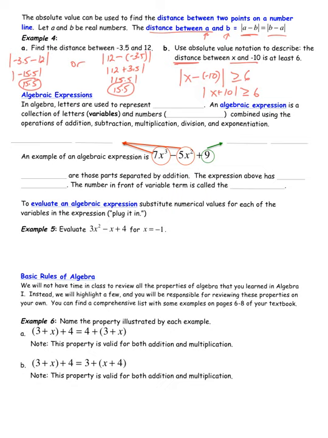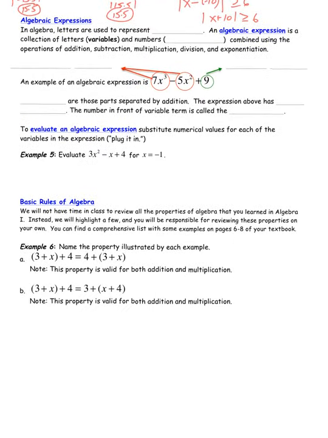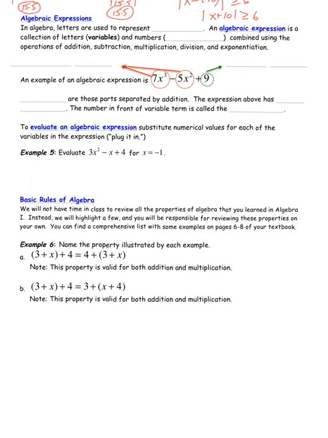Next thing we're going to talk about is algebraic expressions. So in algebra, letters are used to represent variables most often. And an algebraic expression is a collection of letters, which are variables, and numbers, which we'll call constants. And these are combined using the operations of addition, subtraction, multiplication and division, and exponentiation. So I have an example of an algebraic expression here. So we've got 7x cubed plus 5x squared plus 9.